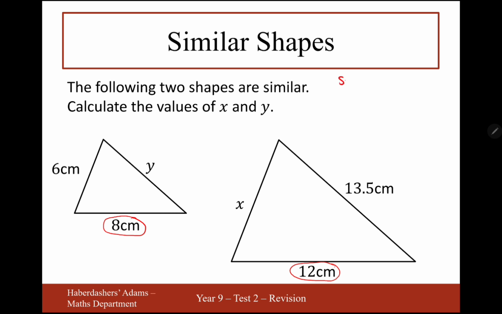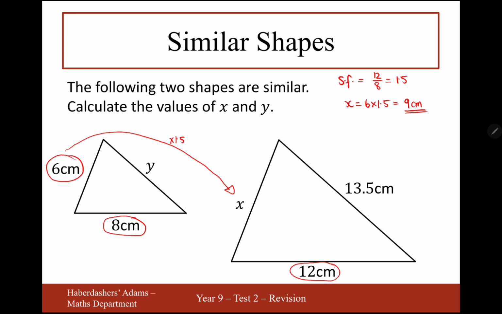So to work out the scale factor of enlargement, I'm going to do the bigger shape divided by the smaller shape. So 12 divided by 8 is 1.5. So now I know the scale factor from the small shape to the big shape is 1.5. So to work out x, I'm going to take 6 and multiply it by 1.5. So x equals 6 times 1.5, which gives 9 centimeters. So 9 is the value for x.